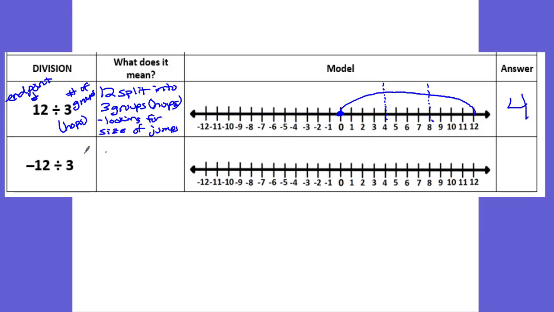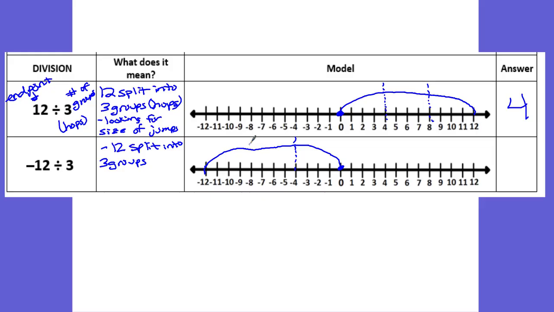Now we're going to do the same thing, except for our endpoint is negative 12. So this is going to be 12 negatives split or divided into 3 groups. And again, we're looking for the size of the jumps. So here's our 0. Our endpoint is right here at negative 12. So from 0 to negative 12, whoops, that wasn't very good. We want to split this into 3 equal groups.